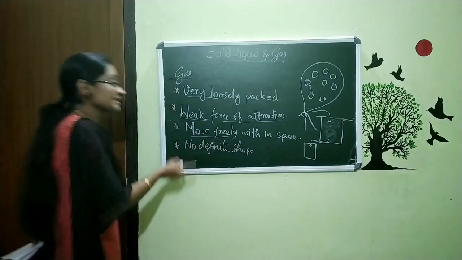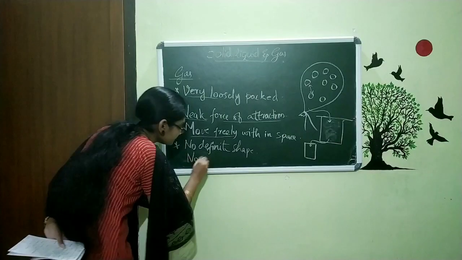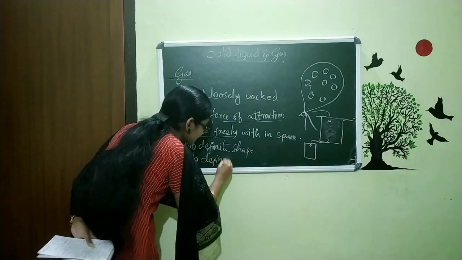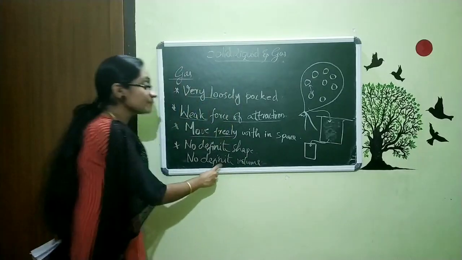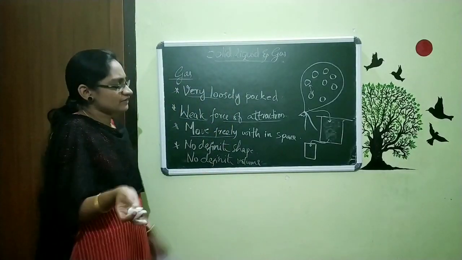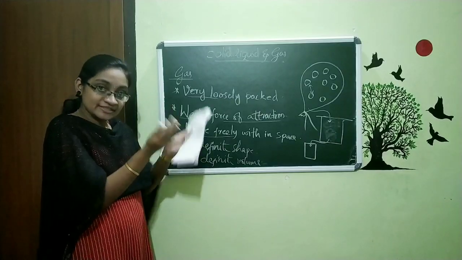So we can say it is having no definite shape and no definite volume. This volume depends upon the shape of the beaker. When we are taking small beaker, then the gas molecules will sit within that small beaker.